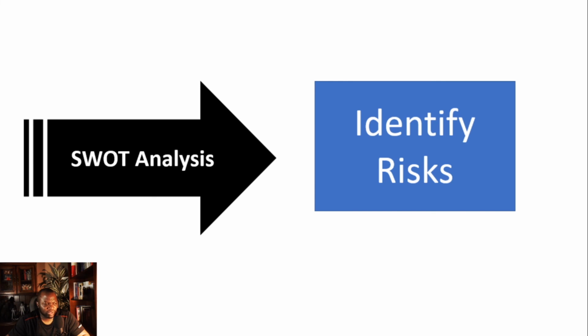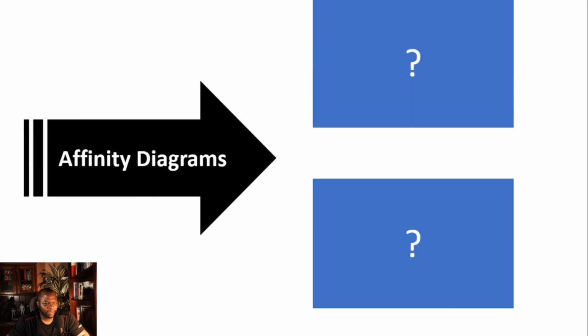Your next question is a double whammy. Affinity diagrams. Where are affinity diagrams used? 5, 4, 3, 2, and 1. Affinity diagrams are used in scope management and quality management.